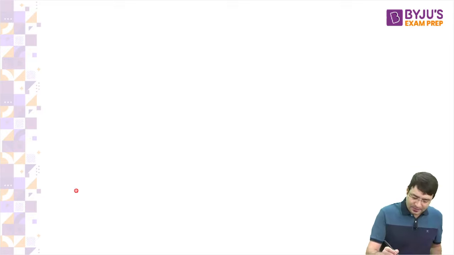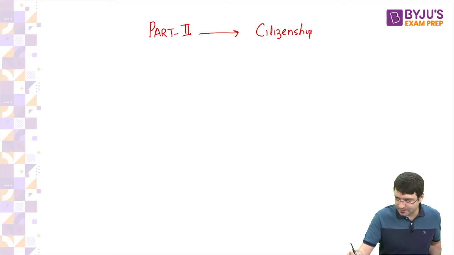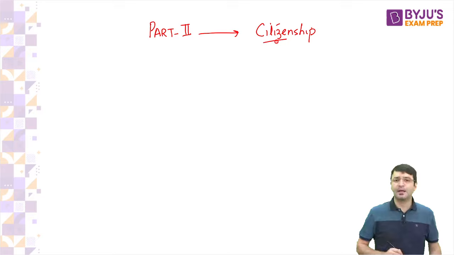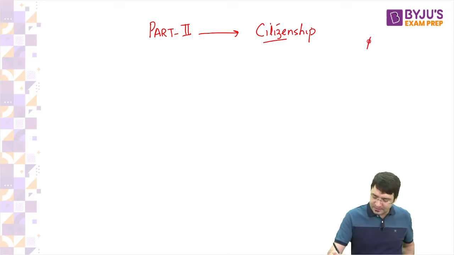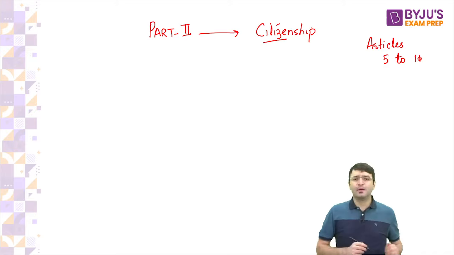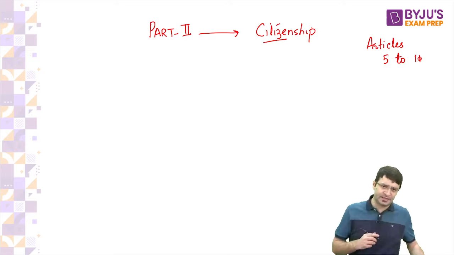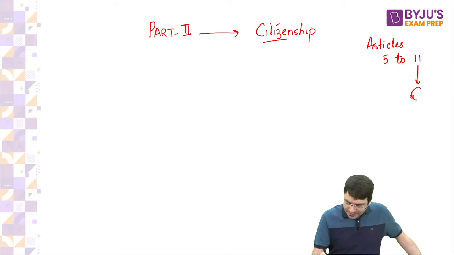Okay, done. Let's now look at Part 2 of the Constitution. Part 2 deals with citizenship. And here we will have to discuss Articles 5 to 11. But Articles 5 to 10 are not of much significance or relevance for your exam. It is Article 11 which becomes important for your exam.